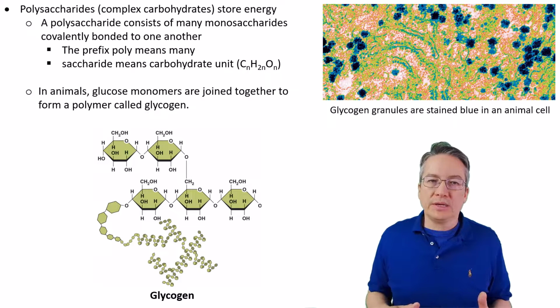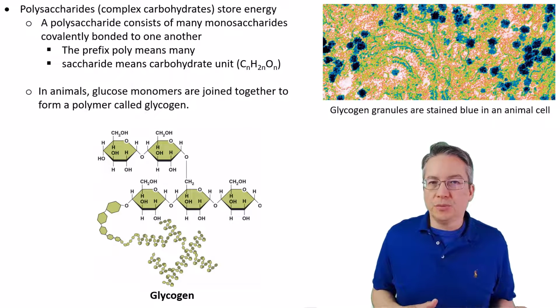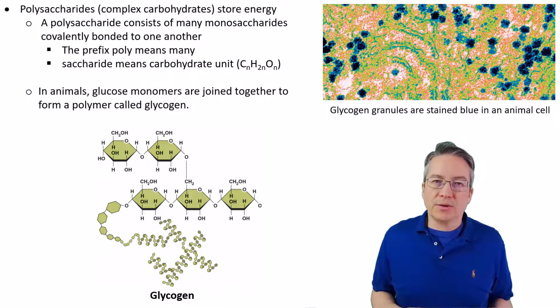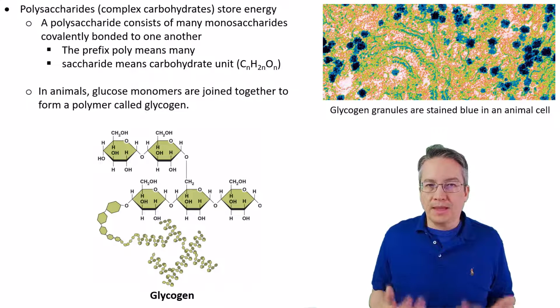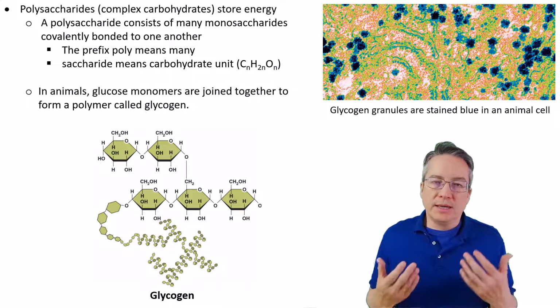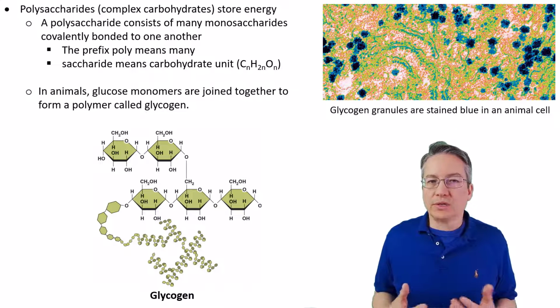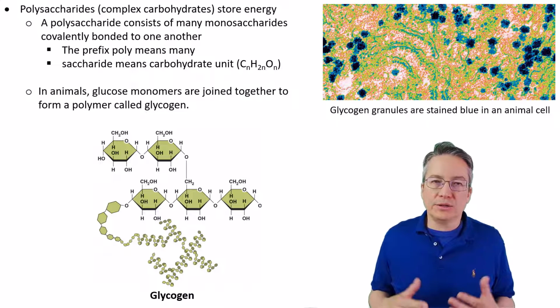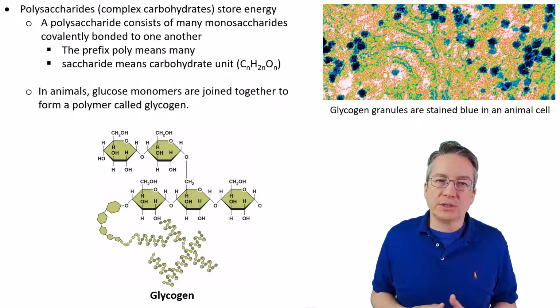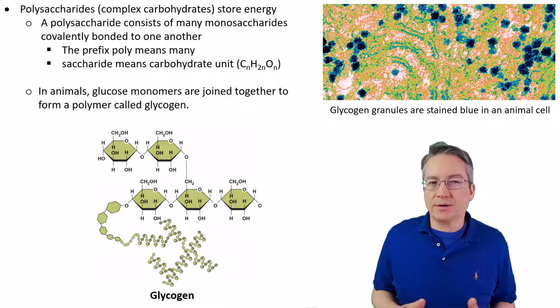In a previous video, I discussed simple sugars. These are monosaccharides and disaccharides. In this video, we're going to talk about polysaccharides, also known as complex carbohydrates. These polysaccharides can be used to store energy, and they can also be used for structural support within plants. We're going to first tackle the energy storage function of polysaccharides.